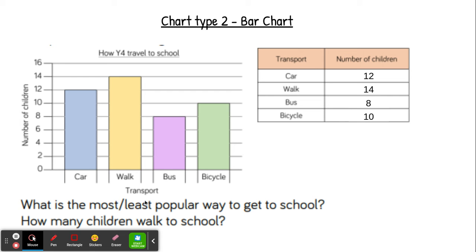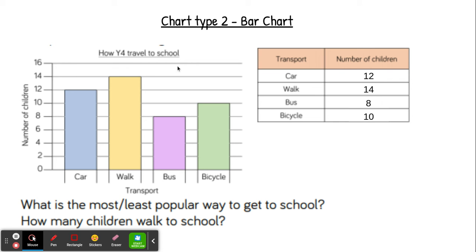So in the survey, they're asked if they came by car, if they walked, if they came by bus, or if they come by bicycle. Now, another very important thing that we need to consider is this here, the scale. The scale means how much does it go up each time. You can see this goes up in twos, so we go from 0 to 2 to 4 to 6 and 8 and so on. So understanding this scale is essential in order to be able to answer the questions correctly.